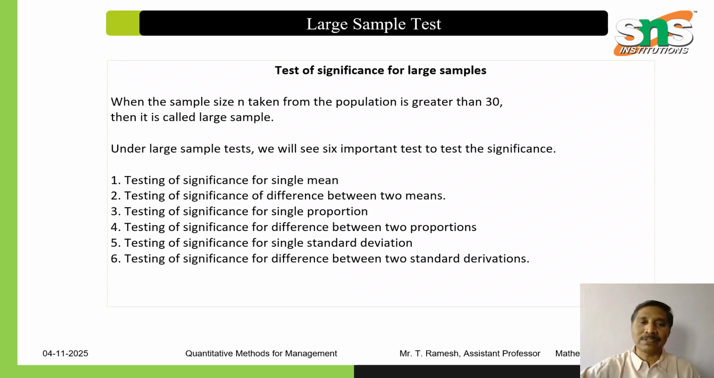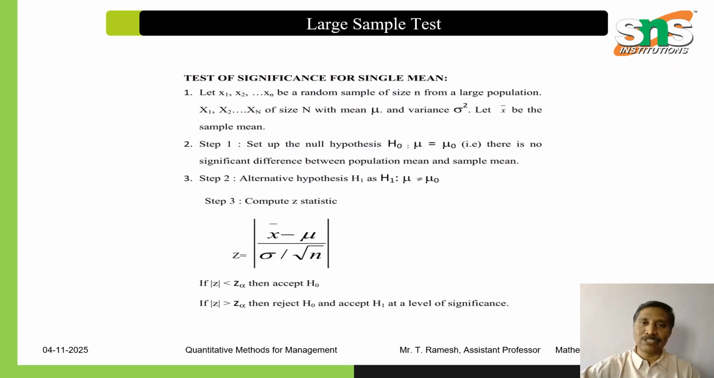The first one, test of significance for single mean. Second, testing of significance of difference between two means. Third, test of significance for single proportions. And fourth one, testing of significance for difference between two proportions. Fifth one, testing of significance for single standard deviation. Sixth one, testing of significance for difference between two standard deviations.